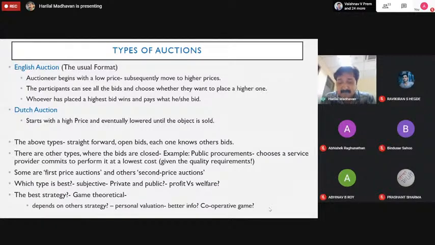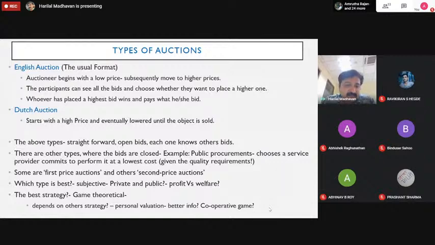But sure, if it's government bidding that you're doing, you have to be aware of the quality requirements. And some are first price auctions and others are second price auctions. We have seen that, right? Either you pay your own bidding price, or the second best option, right?